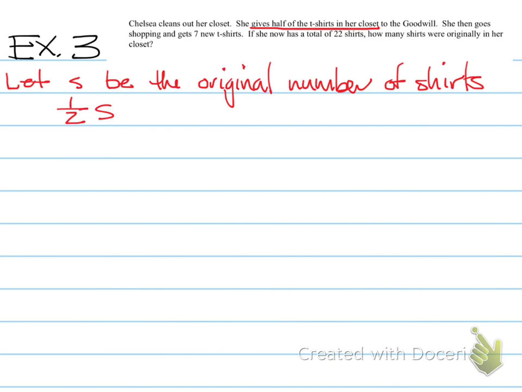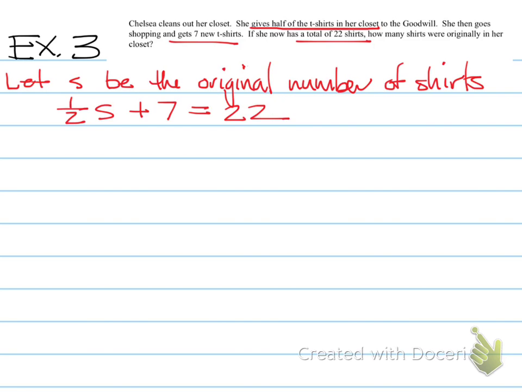It says in the problem that she gives half of the t-shirts in her closet to Goodwill. So half of the total number of original shirts she has would be 1/2 S. And she gets 7 new shirts whenever she goes shopping. So we're going to add 7 to that. At the end, she has a total of 22 shirts.